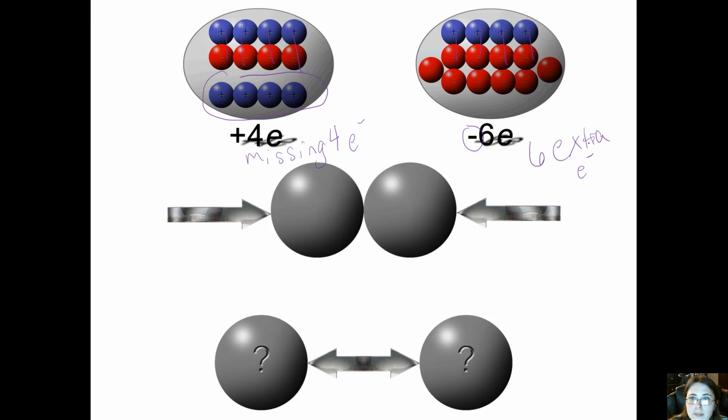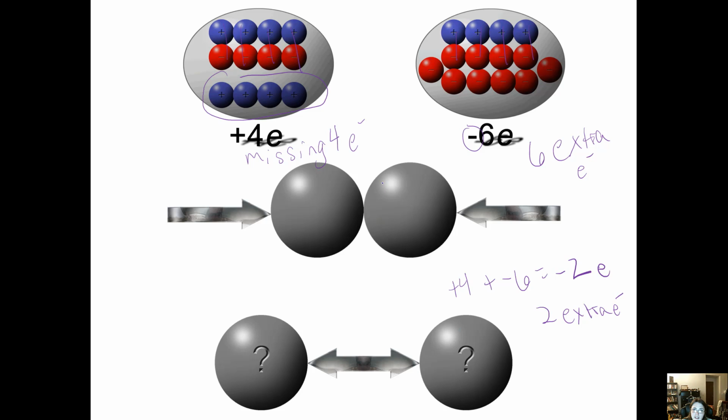Oops. So that means that when you put them together, you have a positive 4 plus a negative 6, you get a negative 2 charge, which means that you have a net negative 2 charge, and that just means that you have 2 extra electrons.